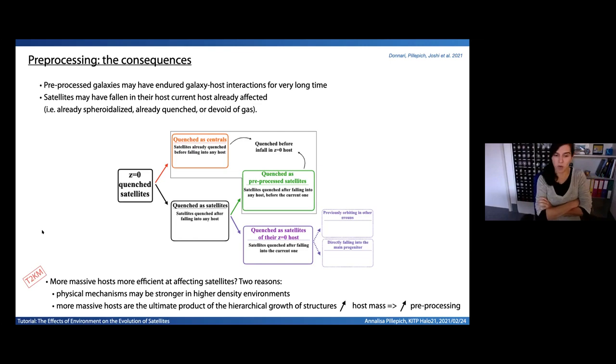Yes, more massive hosts are more efficient at affecting satellites. This is true in general: quench fraction, gas fraction, morphological changes. But this is a concurrence of two reasons. The physical mechanism that may be responsible for this may be stronger in higher density environments, but also the more massive halo hosts are the ultimate product of the hierarchical growth of structure. And so a higher fraction of their satellites have been pre-processed.